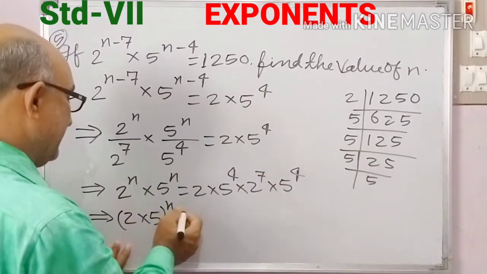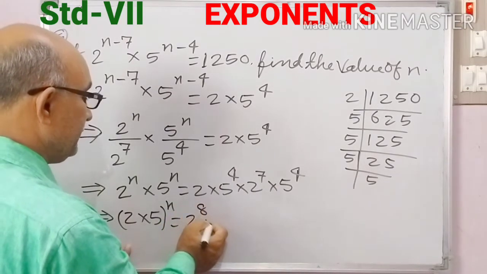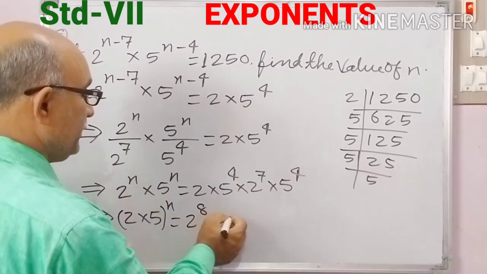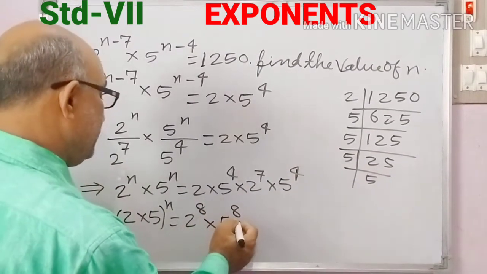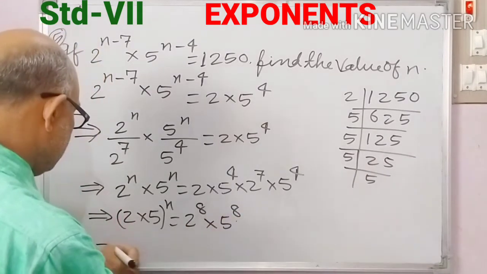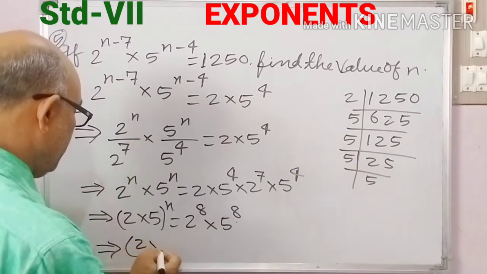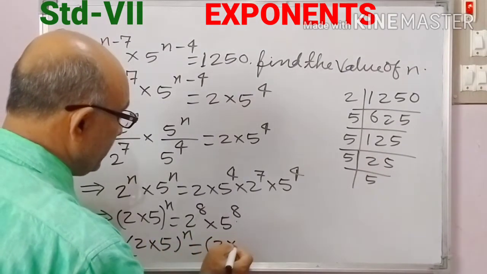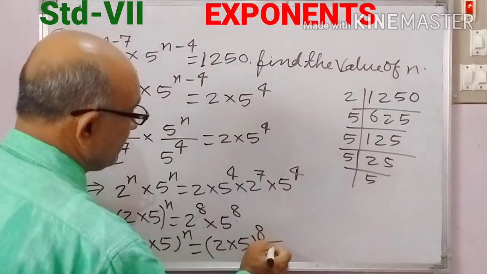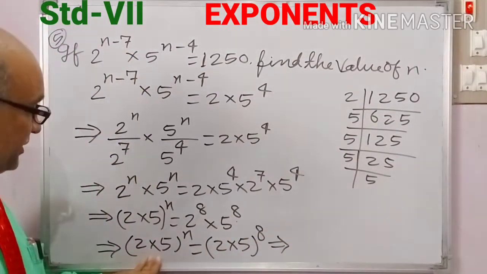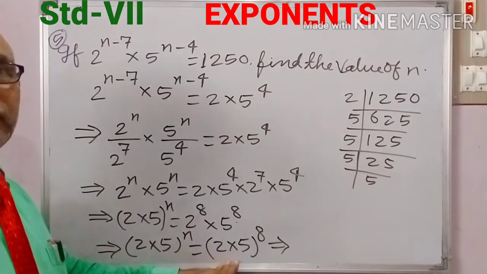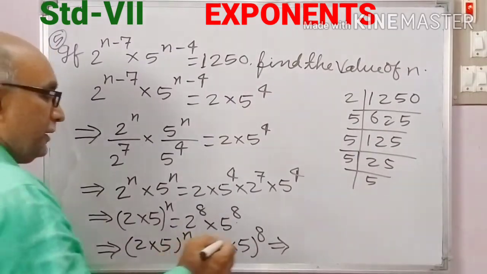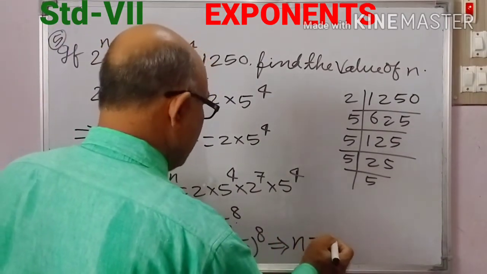So (2 into 5)^n equals 2^1 and 2^7, 7 plus 1 is 8, 2^8 into 5^4 into 5^4, so 5^8. It also changes to (2 into 5)^n equal to (2 into 5)^8. Here both bases are equal, 2 into 5, 2 into 5. So the indices are also equal. That implies n equals 8. Answer.